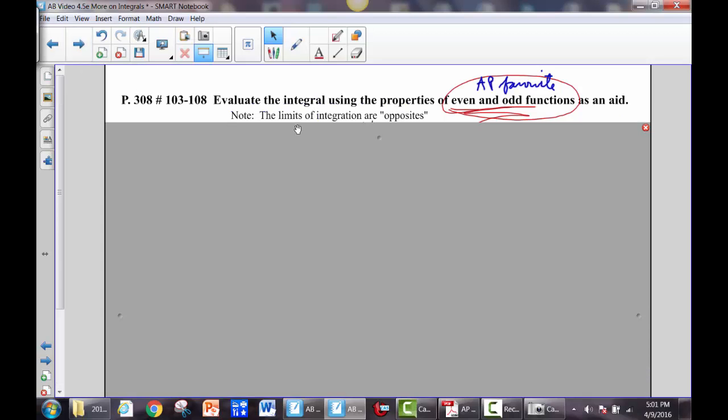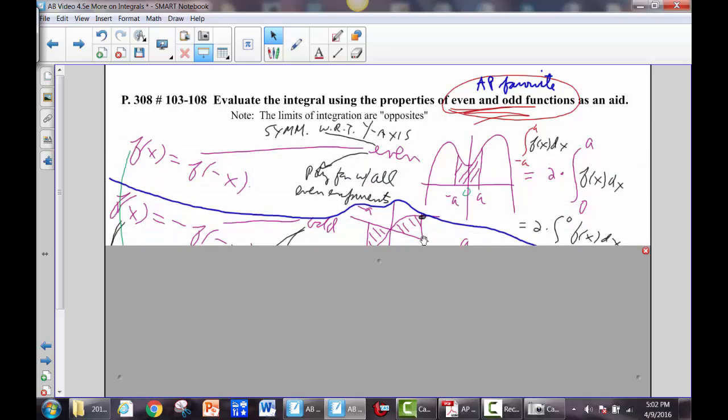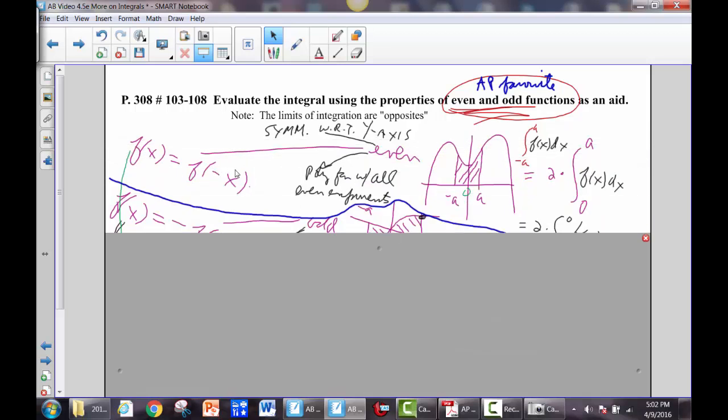Okay, evaluate the integral using the properties of even and odd functions. The AP loves this as an aid, okay? And the thing you're going to note is that the limits of integration are opposites. So let's just review. An even function is f of x equals f of negative x. It's symmetric with respect to the y-axis.